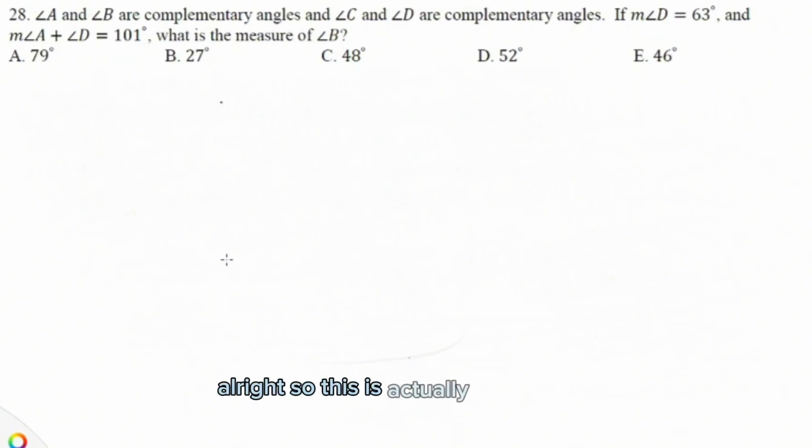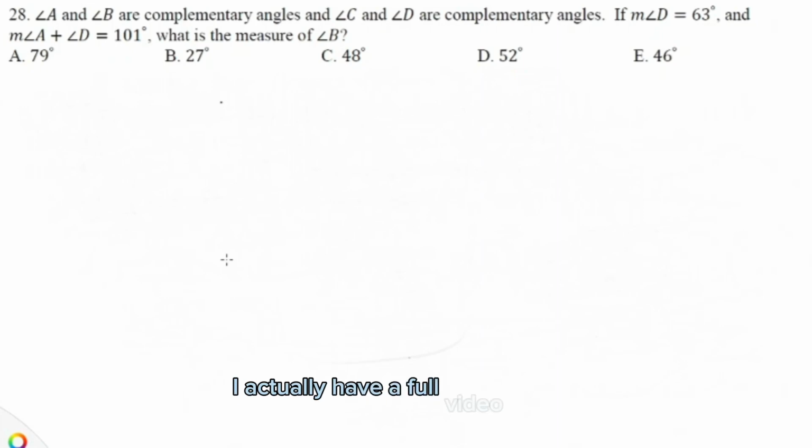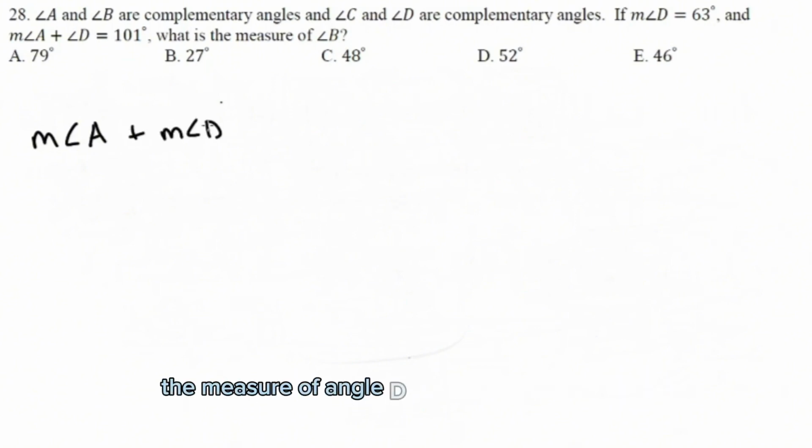Alright, so this is actually very simple. First, we need to know what a complementary angle is. I actually have a full video just on complementary and supplementary angles, which will be pinned in the pin card at the top. But let's continue with this problem. So, we're looking for the measure of angle A plus the measure of angle D is equal to 101 degrees.